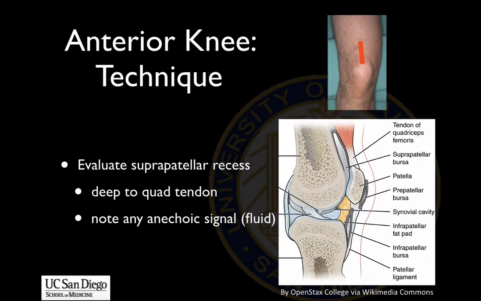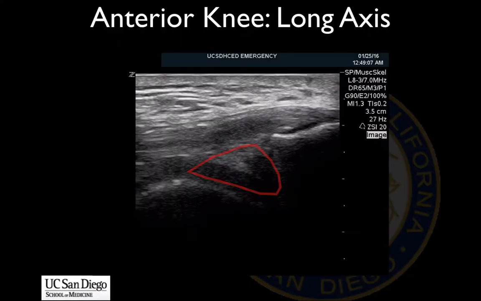Now, let's pay particular attention to the suprapatellar recess. This is just deep to the quadriceps tendon, and it's very important to pay particular attention to this area because this is where we can detect joint effusions or hemarthroses, for example. So, for orientation again, here's patella, here's femur, here is our quadriceps tendon, and this is the area of the suprapatellar recess.